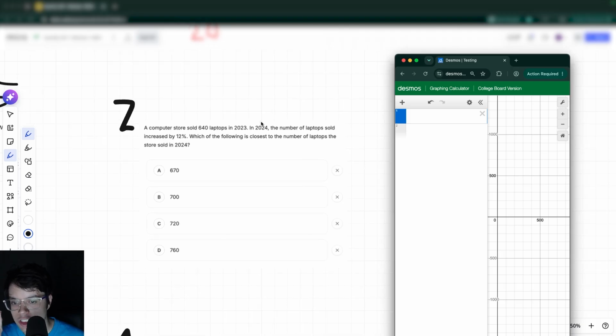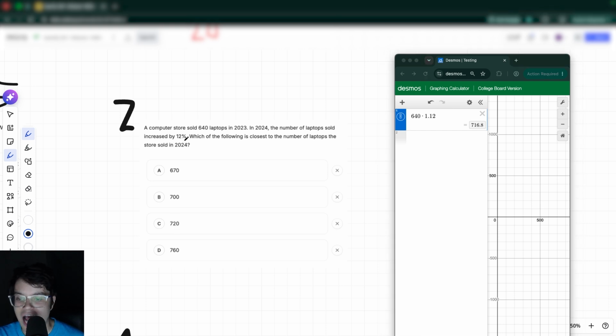A computer sold 640 laptops in 2023. So let's just write 640 there. In 2024, the number of laptops sold increased by 12%. So increase here, something like the tip. Which of the following is closest to the number of laptops the store sold in 2024? So like we did with the other one, we just multiply this by 1.12, 716.8. And asking for the closest amount, so the closest to that would just be 720.